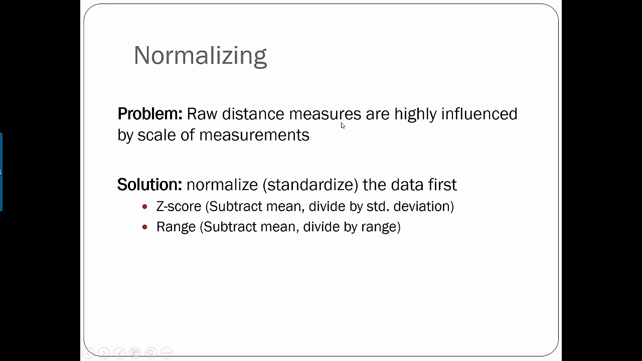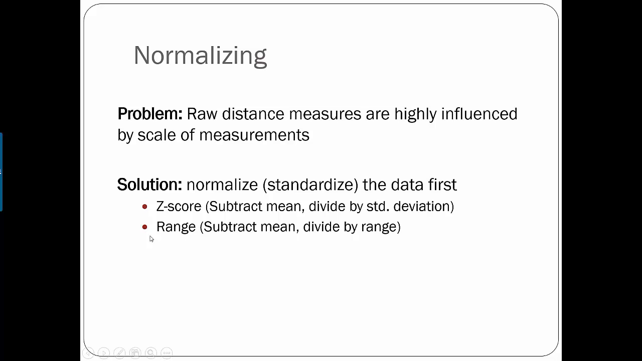Okay, raw distance measures are highly influenced by the scale of the measurements. So we have to do normalizing. There are two ways of normalizing or standardizing. One is a z-score standardization, where you subtract from the observation the mean of that column and you divide by the standard deviation. So you get a z-score. The z-score can be a negative value or a positive value centered around 0.